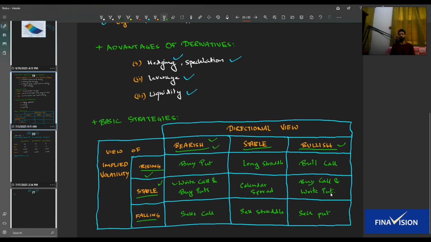So just to rewind, why is one writing the call and the put in case of stable volatility? Because the premiums may take up much of the payouts. So to make up for that, we earn a little extra premium upfront by writing the call or writing the put. When do we write the put? When we are bullish. We write the call when we are bearish.